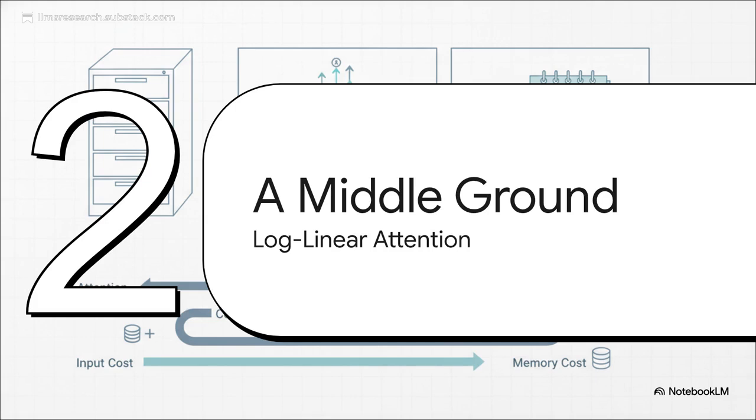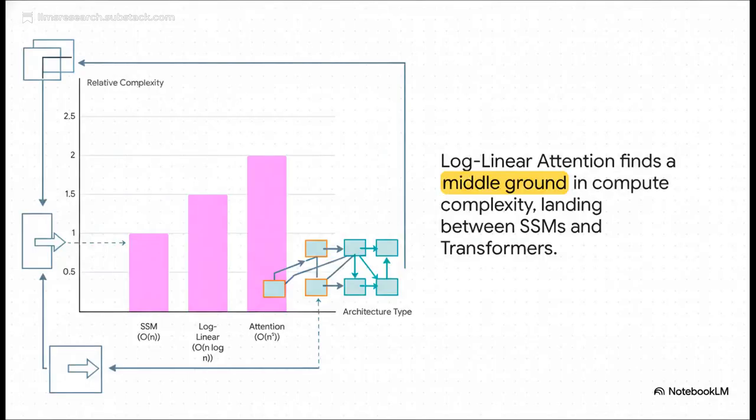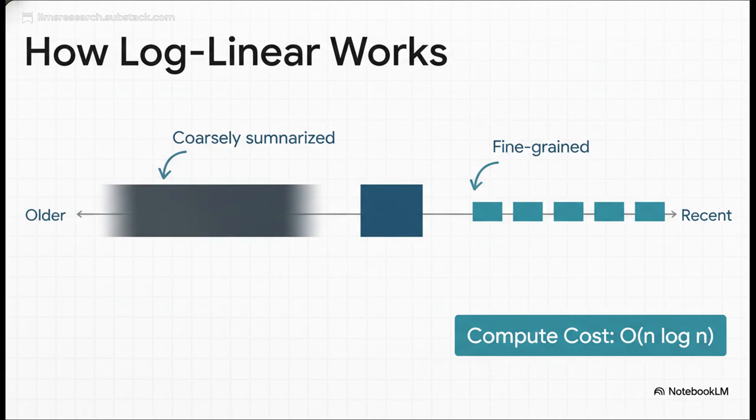All right, solution number 2 takes a different tack. Instead of just picking one extreme, it tries to find a middle ground. This one's called log linear attention. So log linear attention, as you can see, tries to find this sweet spot right between full attention and a pure SSM. So instead of just one single fixed-size state, it actually maintains a set of states that grows as the sequence gets longer. But, and this is key, it grows much more slowly than with standard attention. It grows logarithmically.